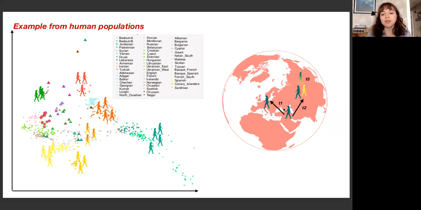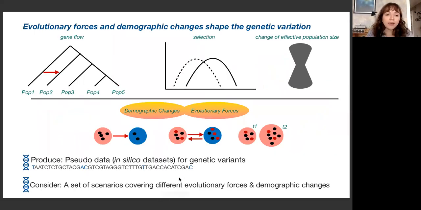But all these patterns are shaped by the past processes that the human populations in our prehistory experienced. For example, they migrated at some point from one part of the world to the other, or after they migrated, at another time point, they admixed with each other. And such evolutionary processes make this genetic variation. And all this genetic variation is shaped by evolutionary forces and demographic changes.